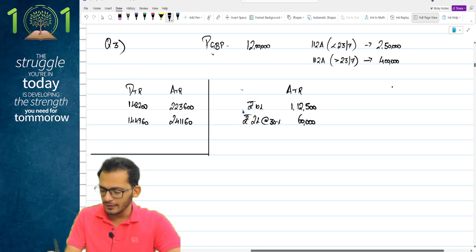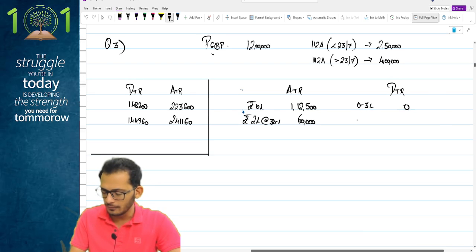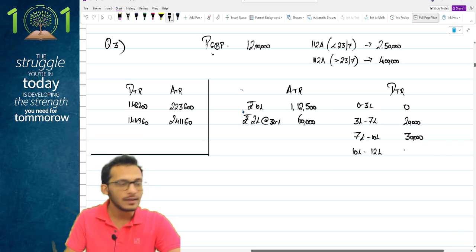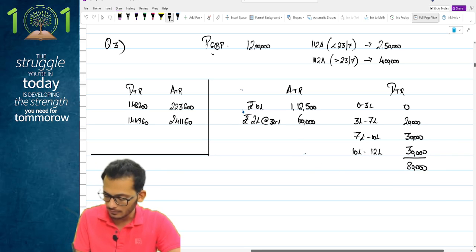Correct. I'm moving to my default regime. What am I going to say? 0 to 3 lakhs it is 0. 3 lakhs to 7 lakhs it is 20,000. 7 lakhs to 10 lakhs it becomes 30,000. Then 10 lakhs to 12 lakhs will be at the rate of 5, 10, 15%, which means 30,000. So which means my tax is 80,000. This one will become 1,72,500.